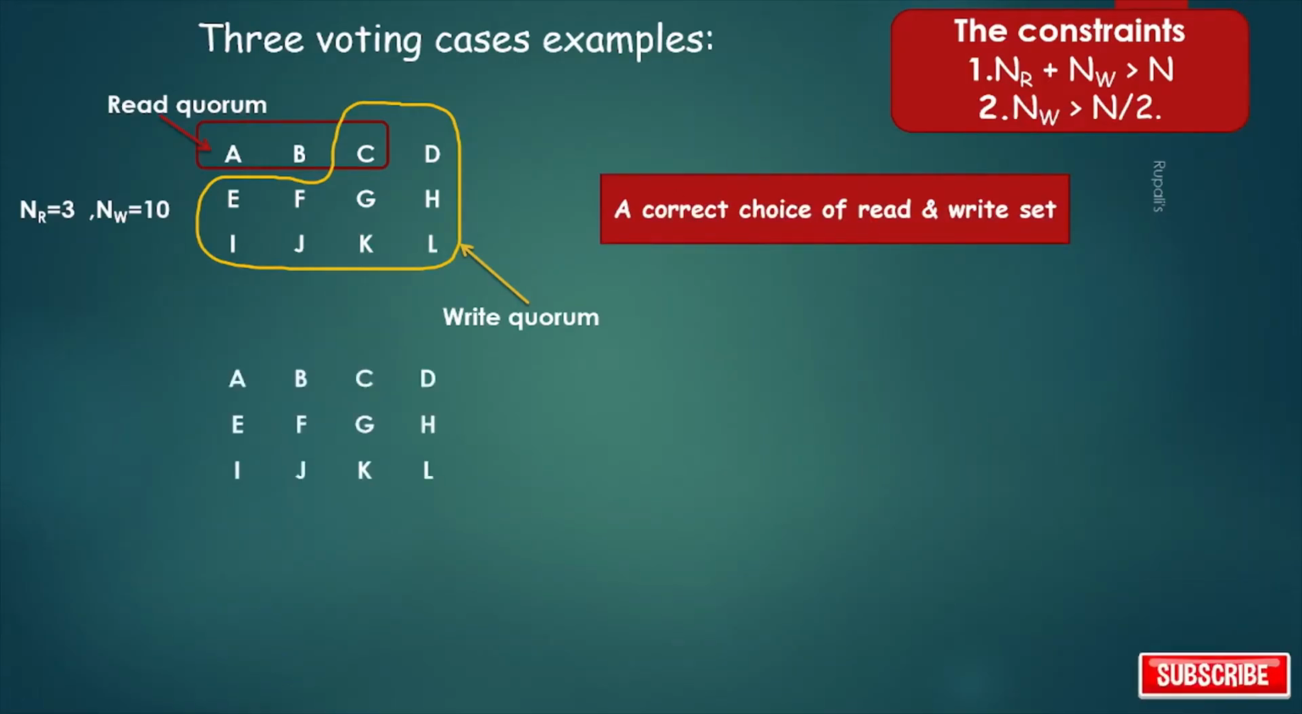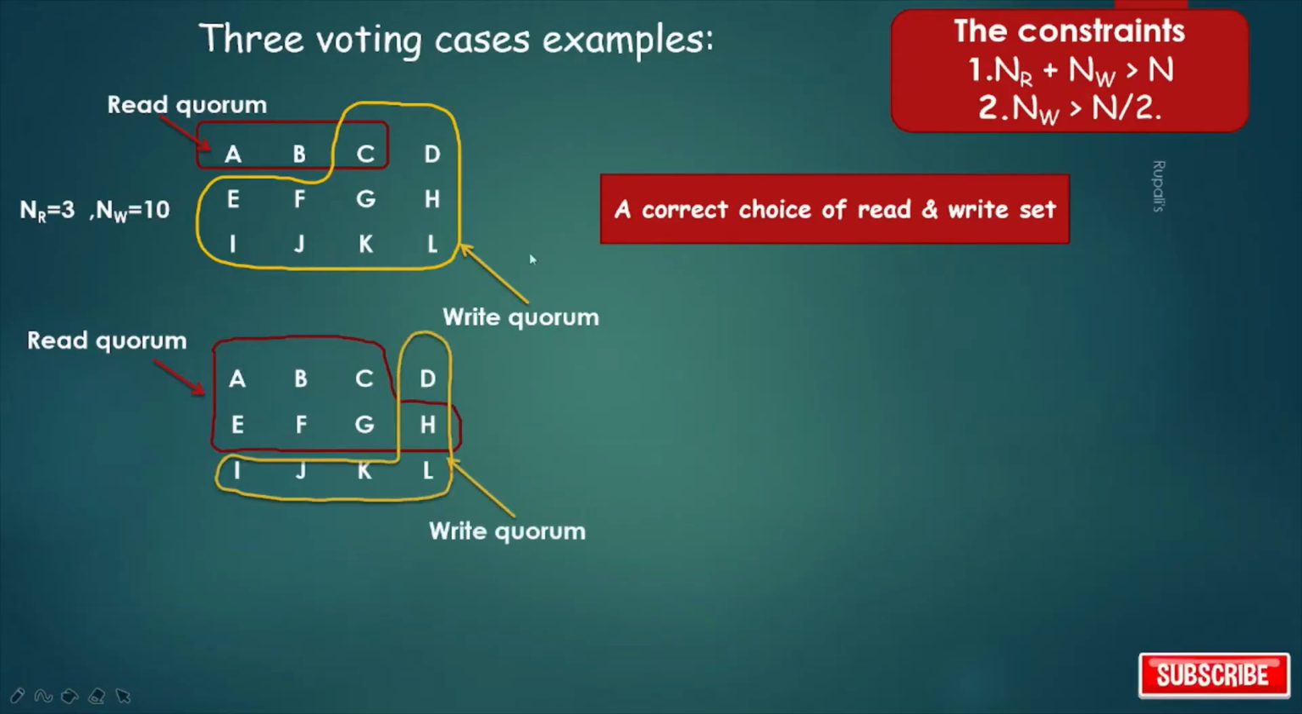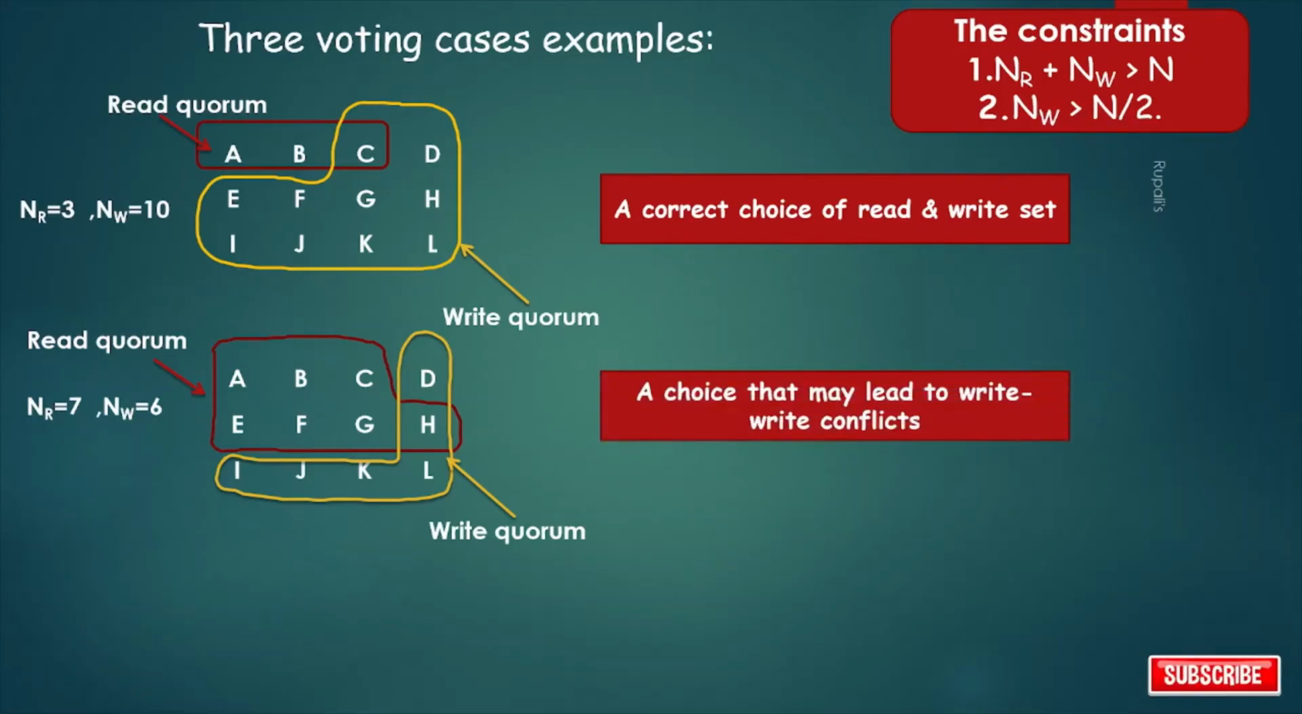Next example. There are 12 servers. This is the read quorum. What is the value of the read quorum? It is 7. And what is the value of the write quorum? It is 6. So nr is 7 and nw is 6. Take this constraint: nr plus nw greater than n. So 7 plus 6, that is 13, greater than n, 12. So the first condition is satisfied. Second one: nw greater than n by 2. nw is 6 and n by 2 is 6. So this choice may lead to write-write conflicts.